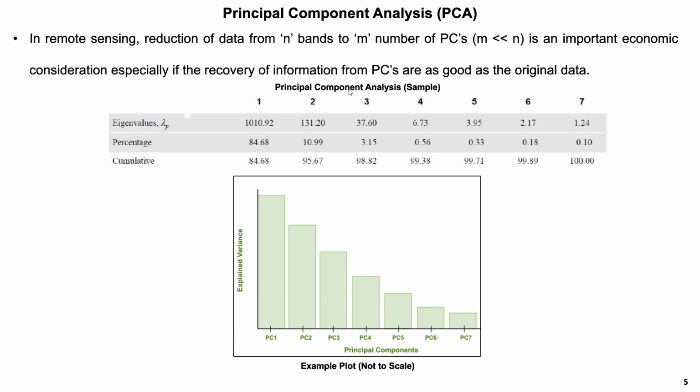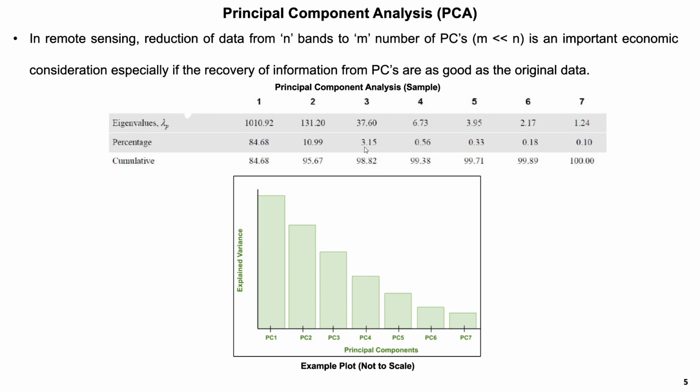So here this is one of the sample data. This shows the output. So here the number of principal components is 7, and if you see the last column, the cumulative column, it indicates the variance in the data. So the first principal component is able to capture 84.68 percent of the variance. Then the second component, 10%. So if you sum up, it comes to 95.67%.